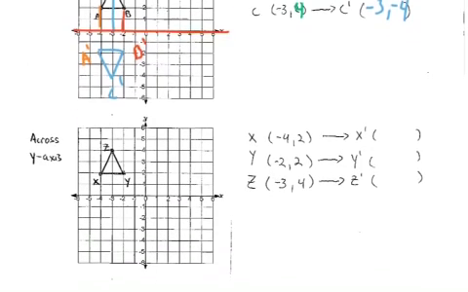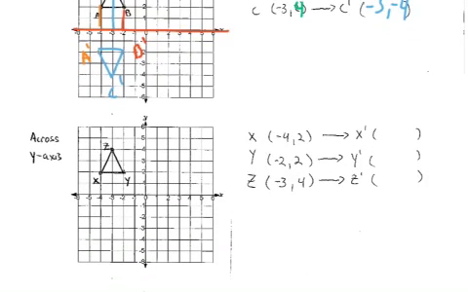Okay? So I want you guys to try this next one on your own, and then we'll talk about what's happening, or if any of you do see the pattern. So now we're going to reflect across the y-axis. So go ahead and draw that line. And go ahead and draw Z prime, X prime, and Y prime. And put the ordered pairs into their proper spots.